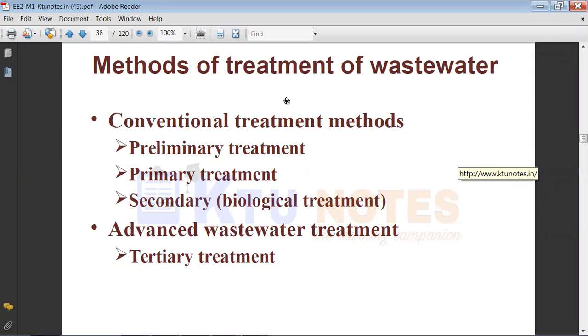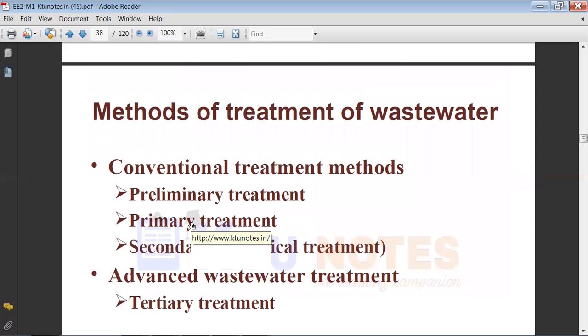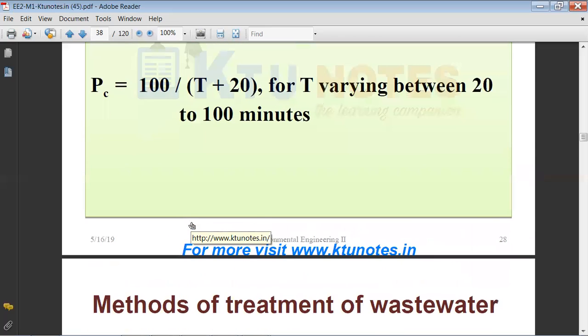So in these methods of treatment, we can also write another way, that is the conventional treatment process. In the conventional treatment process we are using normal technology. In the advanced treatment process, we are using high-end technology. In the conventional treatment process, we can write preliminary treatment, primary treatment, and secondary treatment. So if you want to classify how the wastewater is treated, there is conventional and advanced. In conventional, there are primary, preliminary, and secondary. In advanced, you have tertiary treatment. So like this we can also distinguish, right? Next.